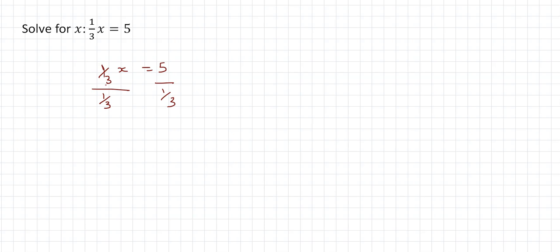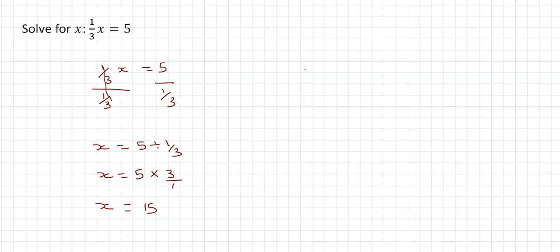So this is going to cross out because they're the same quantity. So x is equal to 5 divided by 1/3, and the rule is that you keep the left side the same, you change it to multiplication, and then you flip the right side. So x is equal to 15.